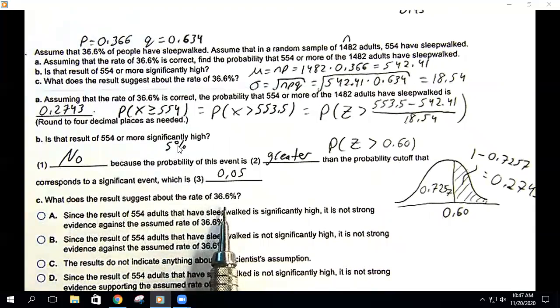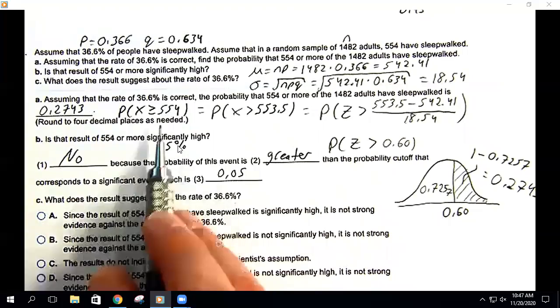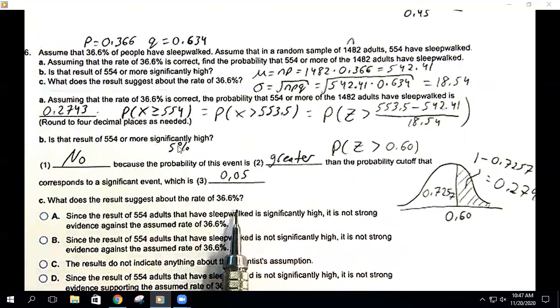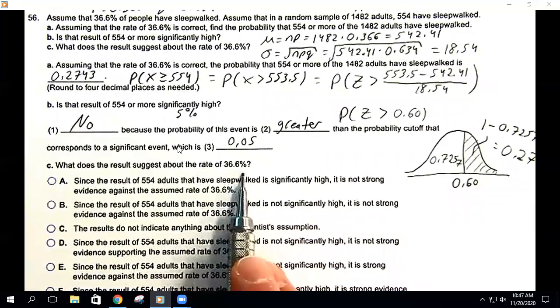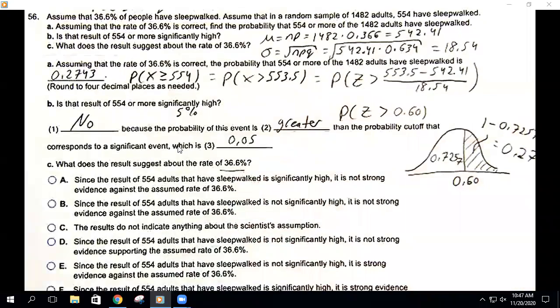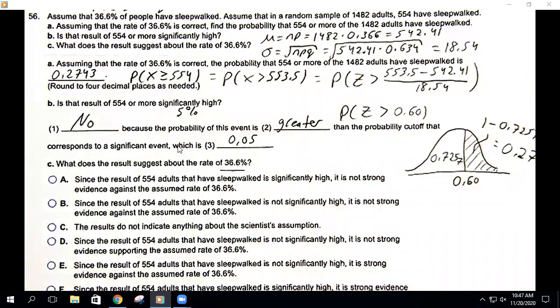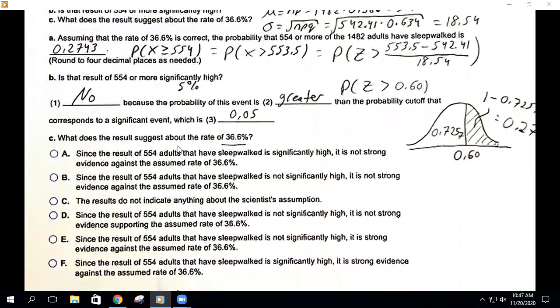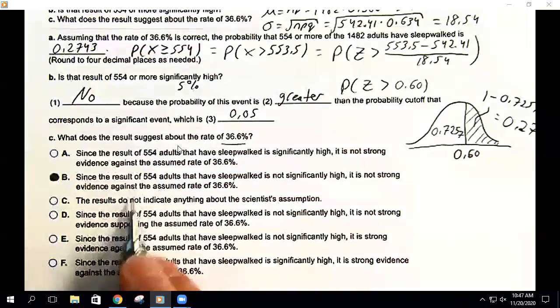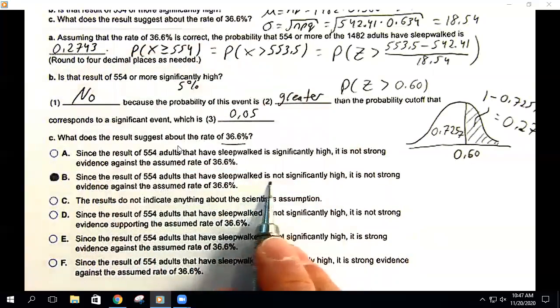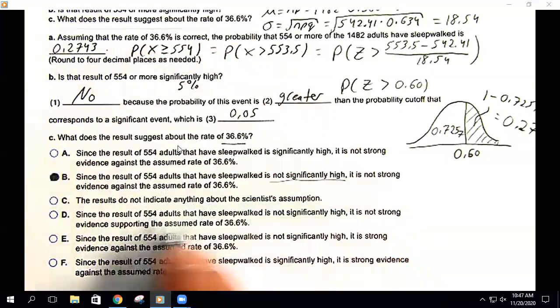What do the results suggest about the rate of 36.6%? The result is B. Since the result of 554 adults that have sleepwalked is not significantly high, it is not strong evidence against the assumed rate of 36.6%.